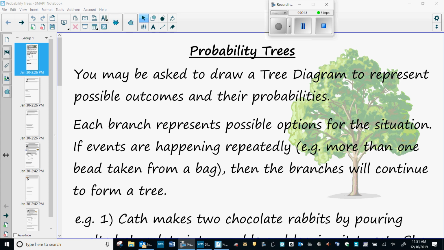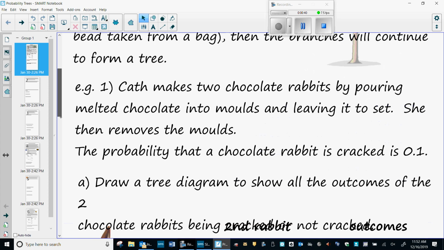Right, so tree diagrams. Tree diagrams are a way of representing probabilities, mostly their outcomes, but we include the probabilities on the trees as well. Each branch represents the possible options for the situation. If the events are happening repeatedly, in other words, more than one being taken from a bag, then the branches will continue to form a tree. Okay, so here's my example.